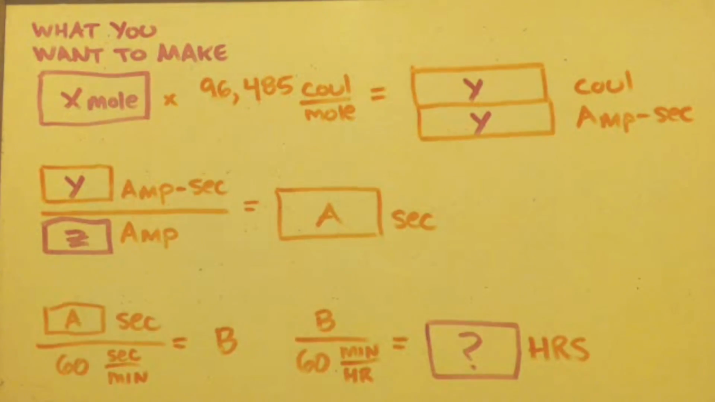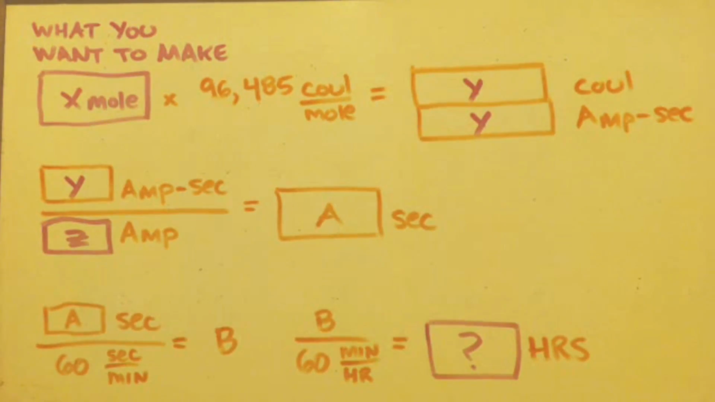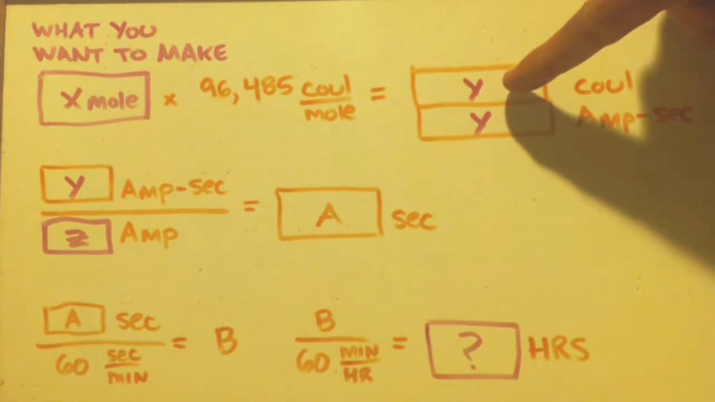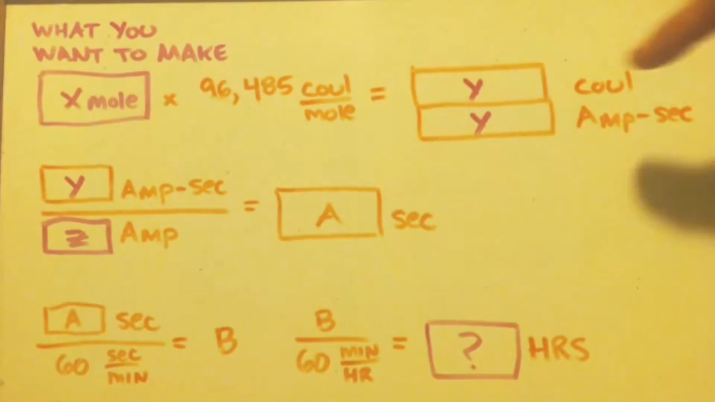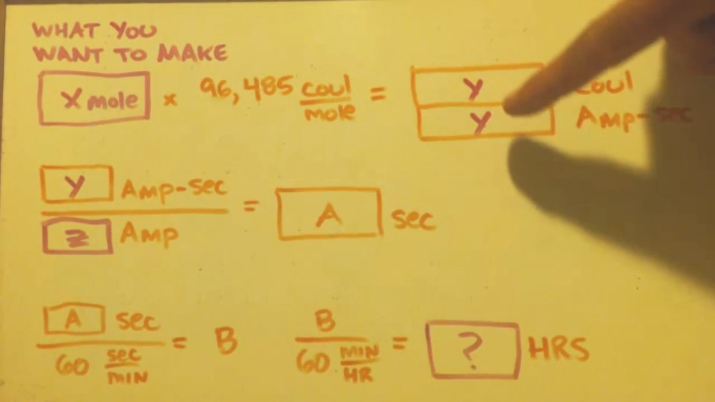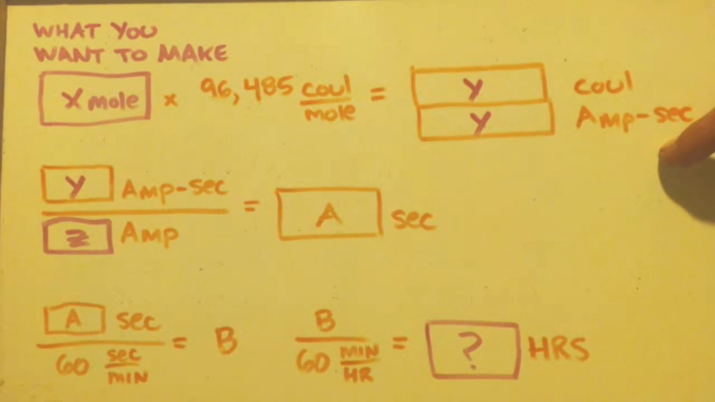This is the formula right here. What you want to make, you would plug into there. Let's just use 1 mole as an example to make the math easy, and then we'll do some problems. Let's say we wanted to make 1 mole. We would multiply it by Faraday's constant, and we would get Y. And that's in coulombs, right? Because the moles cancel out and you're left with coulombs. But coulombs and amp seconds are the same exact thing. So your answer Y, you can just transfer over to here and change the units, right?